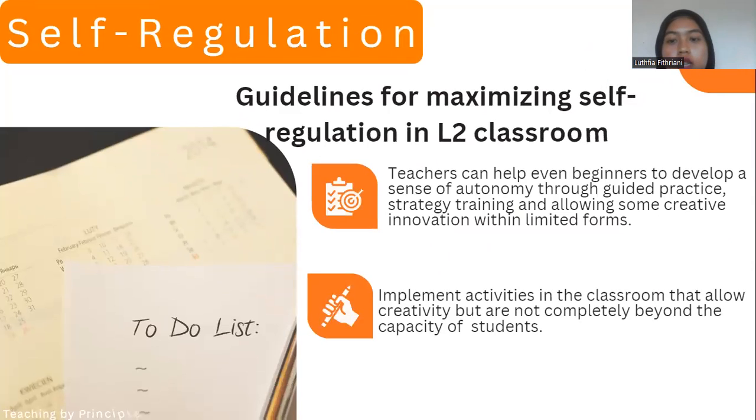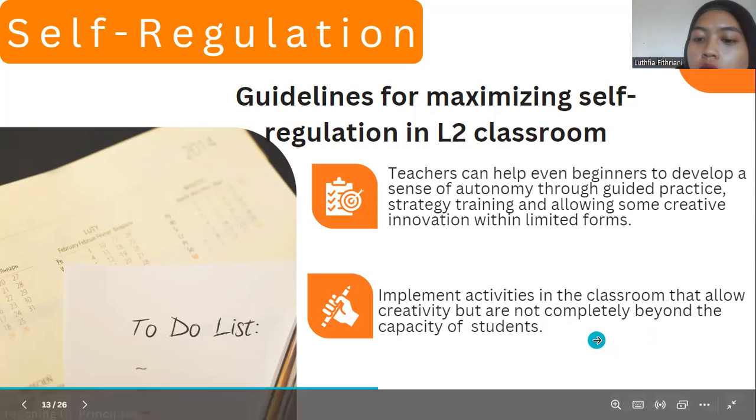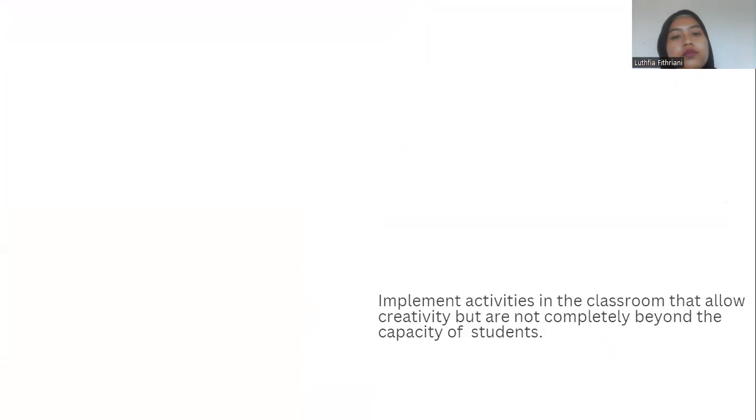There are some guidelines for maximizing self-regulation in the classroom. The first, teachers can help even beginners to develop a sense of autonomy through guided practice, strategy training, and allowing some creative innovation within limited forms. The second, implement activities in the classroom that allow creativity but are not completely beyond the capacity of the students.